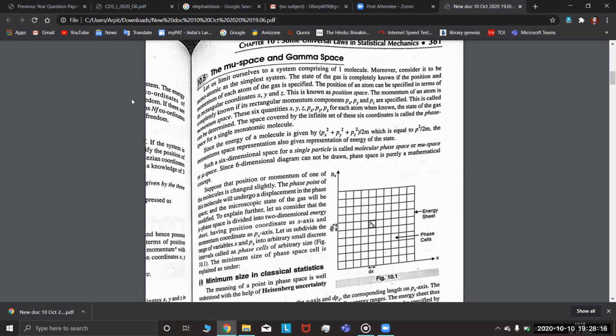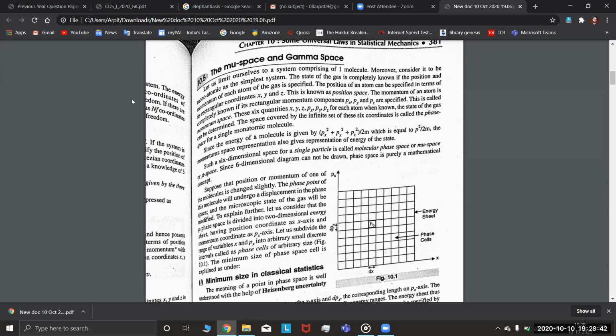Let's limit ourselves to a system comprising just one molecule, and moreover, it's considered to be monatomic as the simplest system. We have a monatomic gas having one molecule only. The state of the gas is completely known. The position and momentum of each atom of the perfect gas is specified. We just want to know about the position and the momentum it has. That's all we want for any given situation.